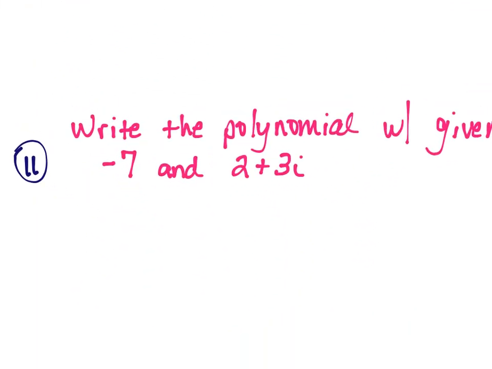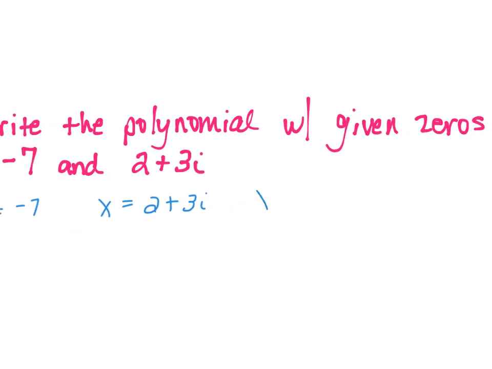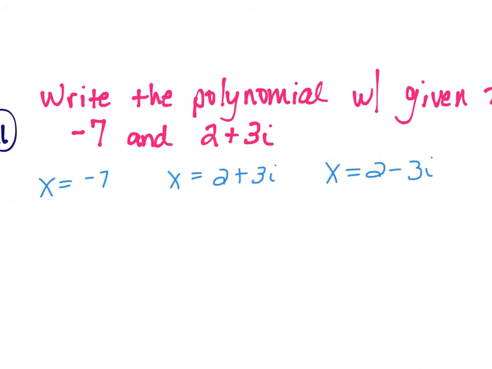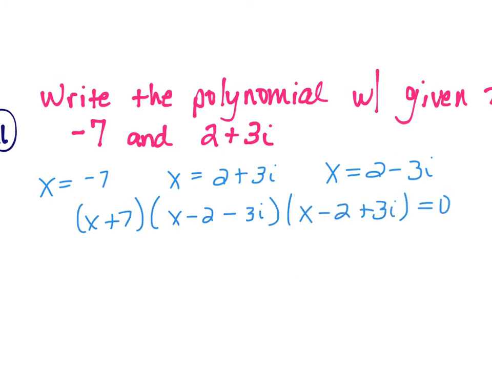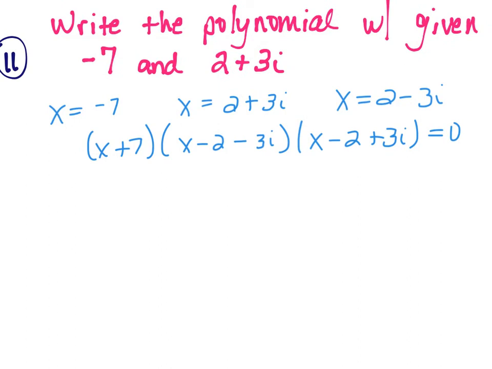All right, here again, we're going to write the polynomial. I have x equals negative 7, x equals 2 plus 3i, and I have x equals 2 minus 3i. Always account for the complex conjugate. So we have x plus 7, x minus 2 minus 3i, x minus 2 plus 3i, all set equal to 0. We're going to bring down x plus 7, and we're going to do our little trick.